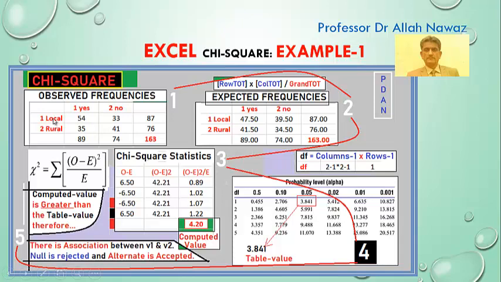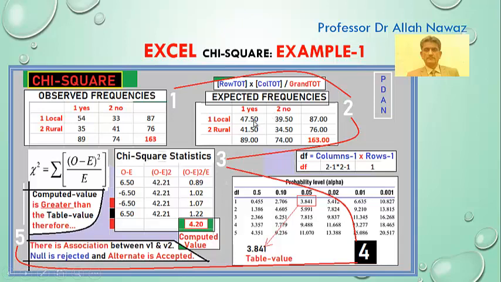Variable 1 was domicile, with subcategories of local and rural, and the second variable was with two categories of yes and no. So it is a simple cross tabulation, which says that 54 local members have given yes, and 35 rural members of the sample have given yes. Likewise, in the second column, 33 shows no given by local members, and 41 are the rural members saying no to the research question.